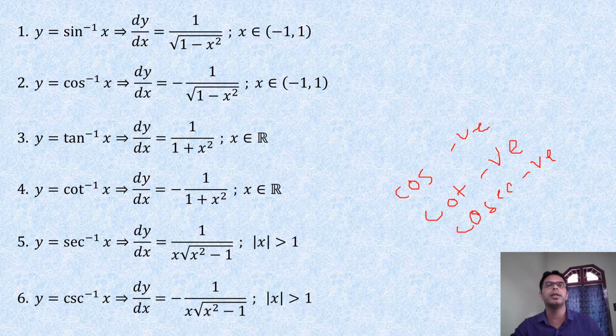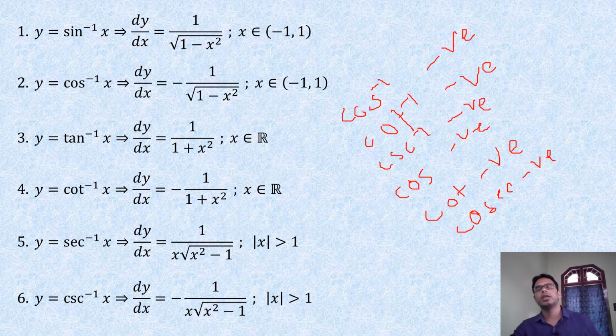In a similar manner, the cos inverse derivative is negative. Then the cot inverse function derivative is also negative, and the cosec inverse derivative is also negative. So actually I am telling you that the derivatives of trigonometric or inverse trigonometric functions are negative if they begin with the letter C.